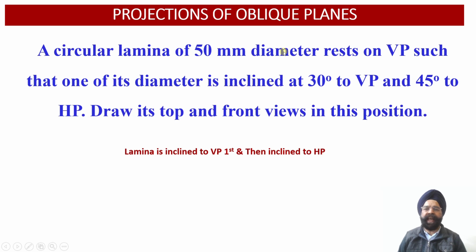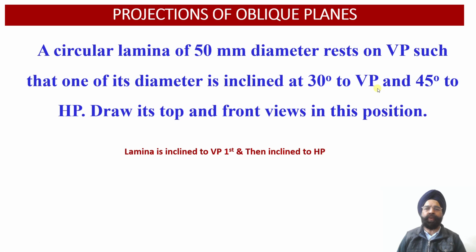Now here we can see that this circular lamina happens to be resting on the vertical plane and one of its diameters is inclined at an angle of 30 degree to the vertical plane. So to begin with, we are going to observe the true shape projections of the circular lamina onto the vertical plane. That is, to begin with, we are going to assume that this lamina is first contained by the vertical plane, and thereafter the surface of the lamina will be inclined at an angle of 30 degree with respect to the vertical plane.